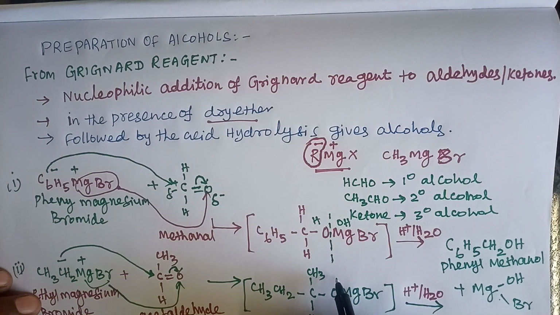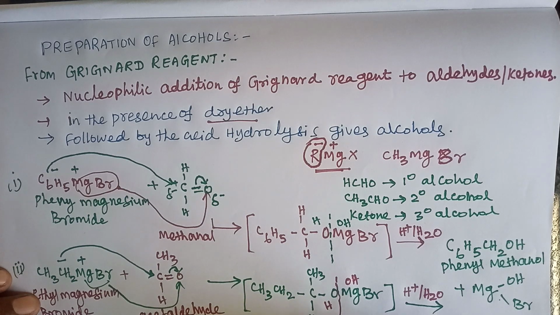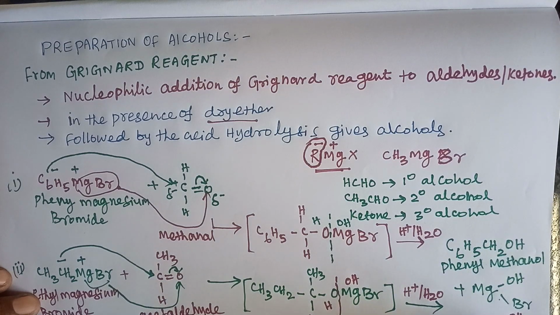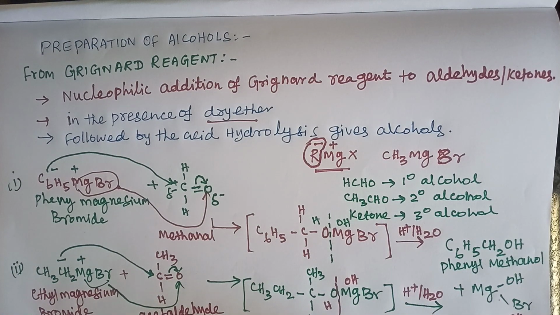Here the breaking of bond takes place like this. Here H, here OH. So it gives secondary alcohols. CH3, we can write this CH3 CH2 CH, this CH, then OH, then CH3 plus MgOH. This is a secondary alcohol.